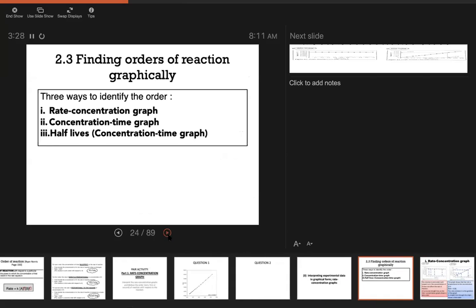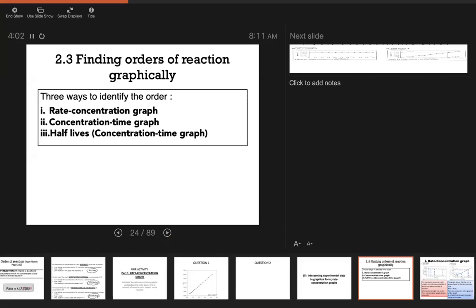There are 3 ways to find the orders of reaction graphically. The first one is your rate concentration graph. You haven't seen a rate concentration graph yet. The second one is concentration time graph. This is something that you are familiar with. What happens to the concentration of reactants over time? Reactants will decrease over time. If we're looking at the concentration time graph of a product, it will increase.